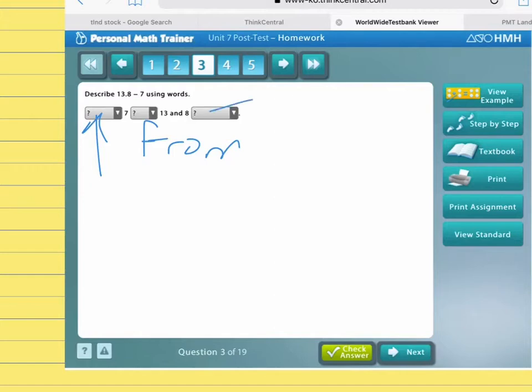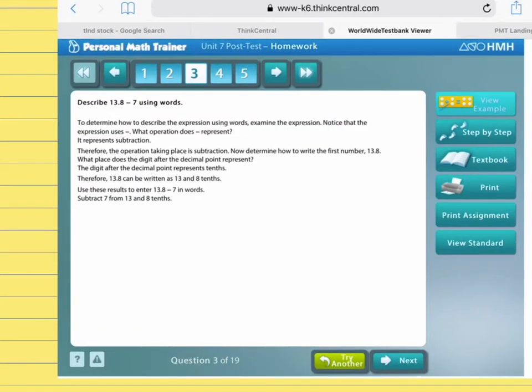This is going to be tenths right here because it's 8/10. So I believe the answer is going to be subtract 7 from 13 and 8/10. Let's check out Think Central's response. And sure enough, subtract 7 from 13 and 8/10 is the answer there.